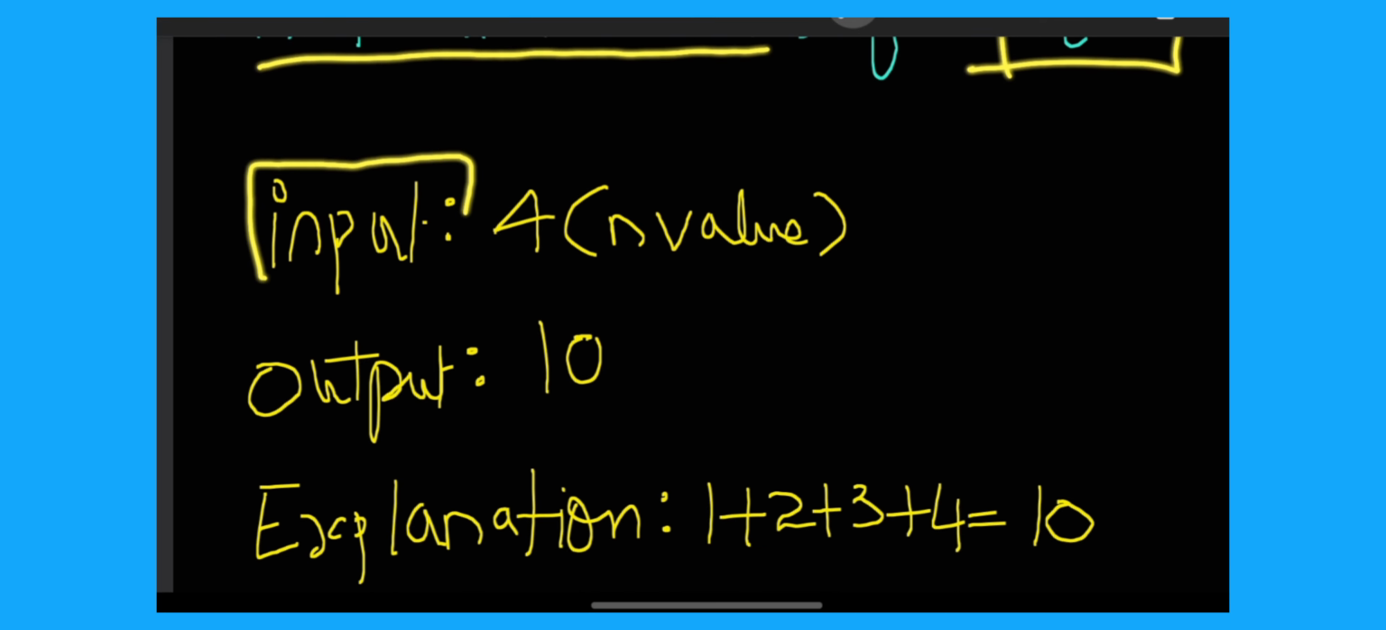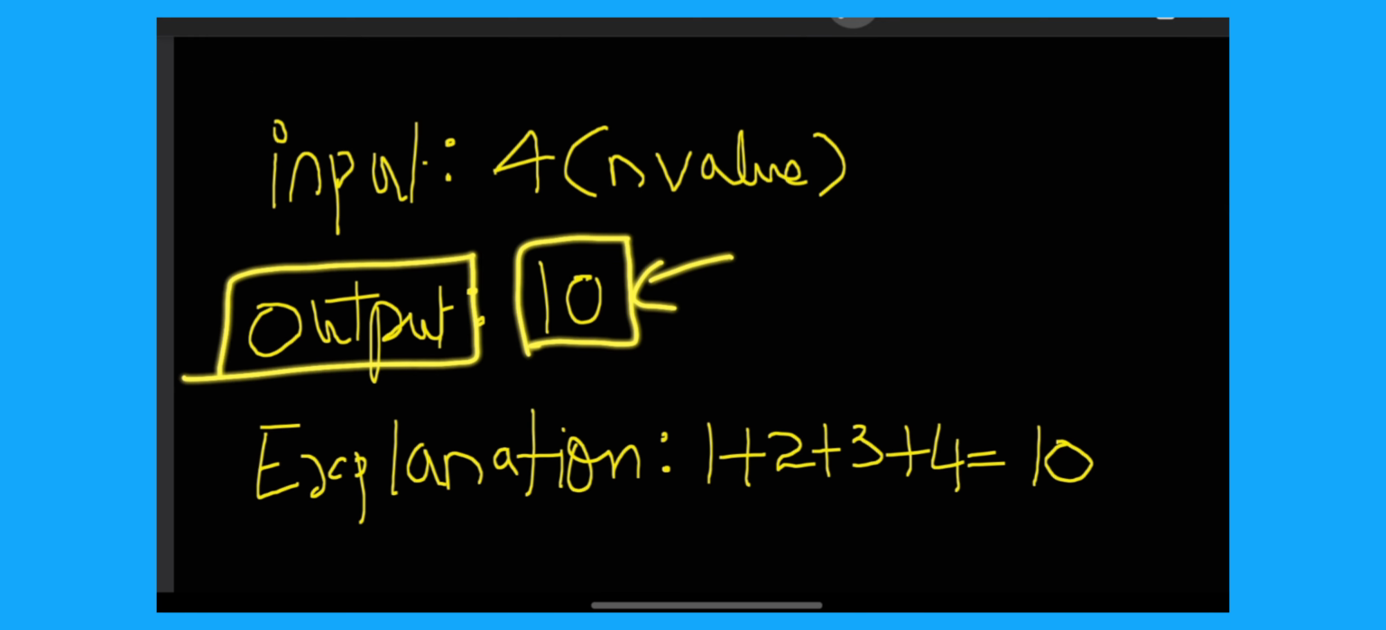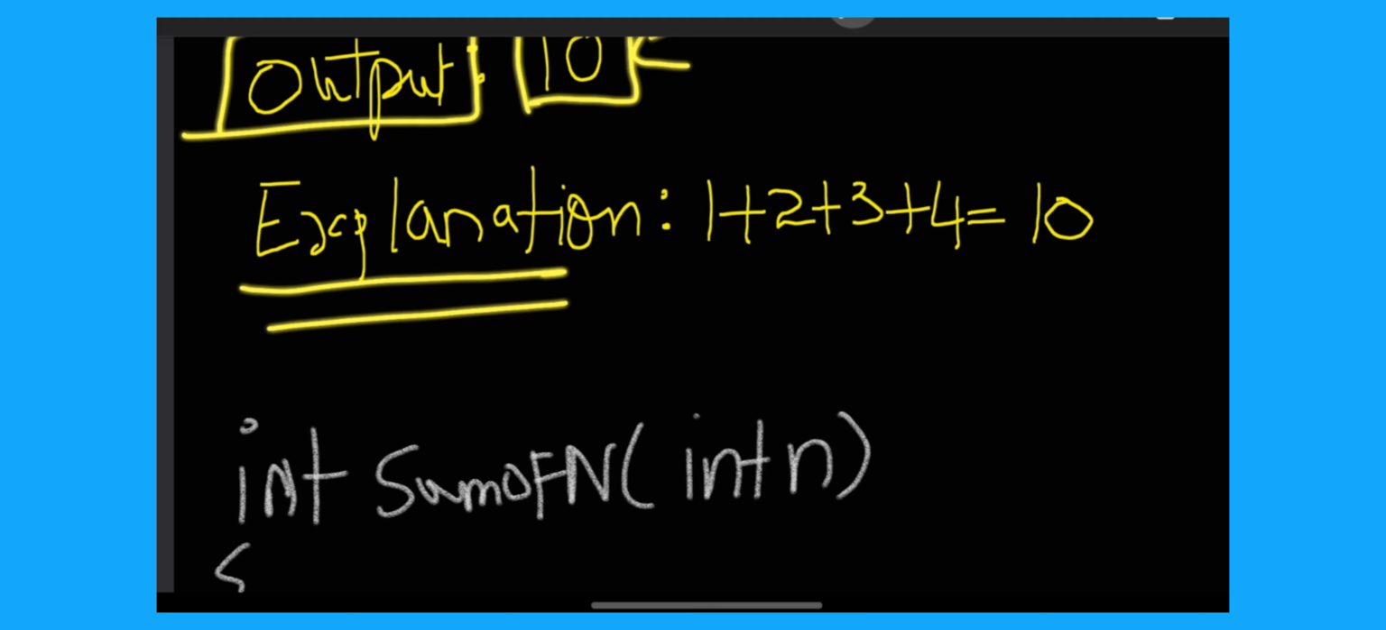So input given to this program is 4. So n value given to this program is 4. And the output we should return is 10. Why 10? The explanation is given here. Because we are starting the natural numbers from 1 up to n, so adding these natural numbers we get an output of 10.